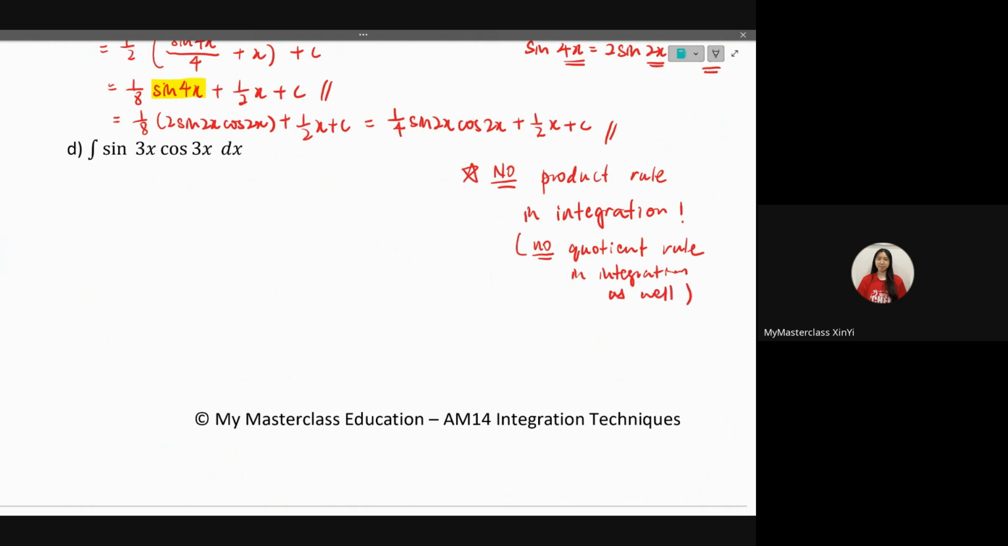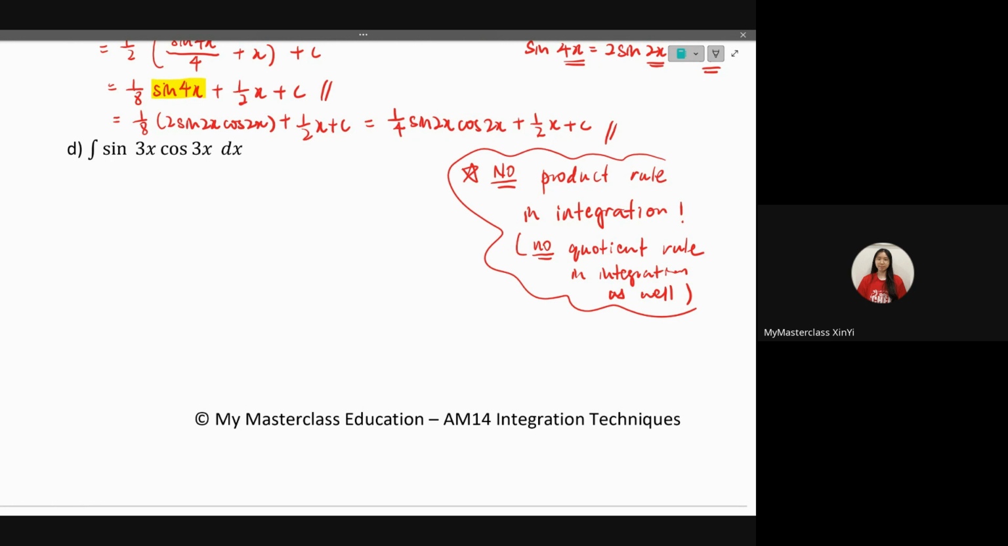So take note, this doesn't just apply to Trigo. Even your polynomial function also, there is no such thing as product or quotient rule in integration. Always remember this only applies for differentiation, not integration. Remember in polynomials we have emphasized also, whenever you see multiplication of terms, always expand it out into individual terms before you integrate. Or if you see a quotient, meaning division, you also need to split them out into their individual terms before you can integrate.